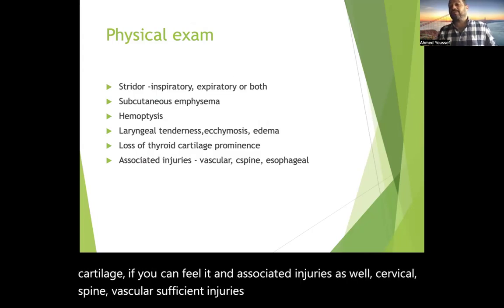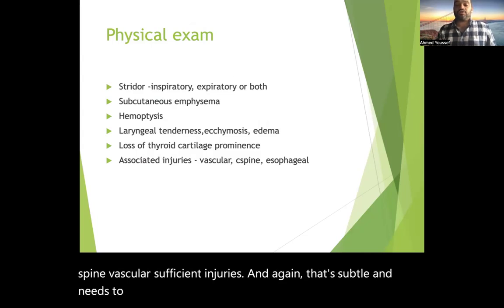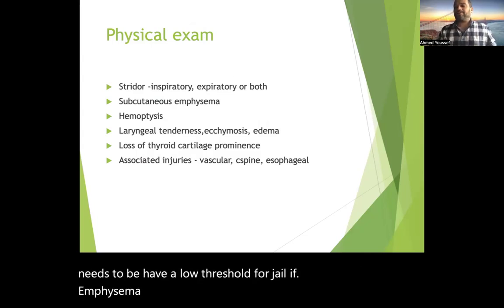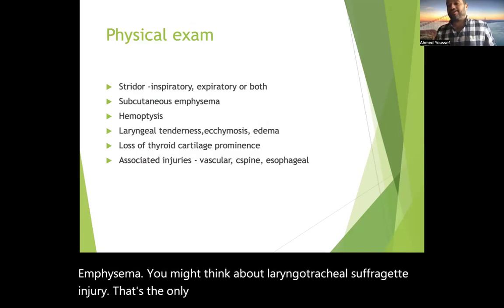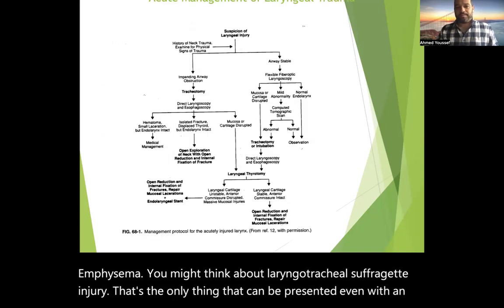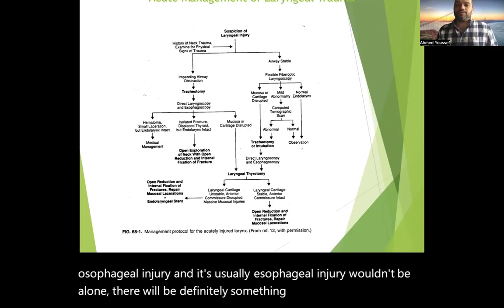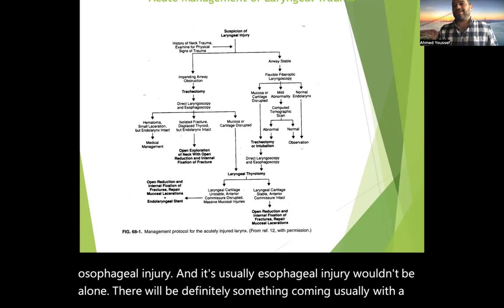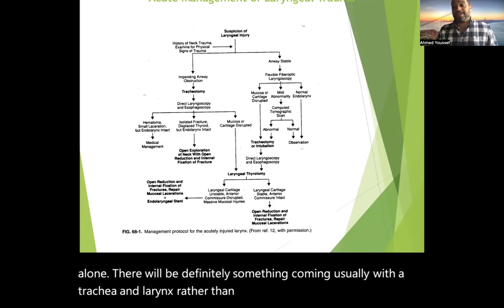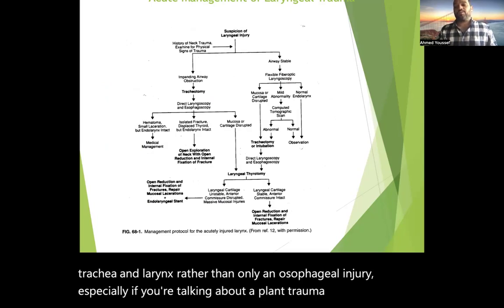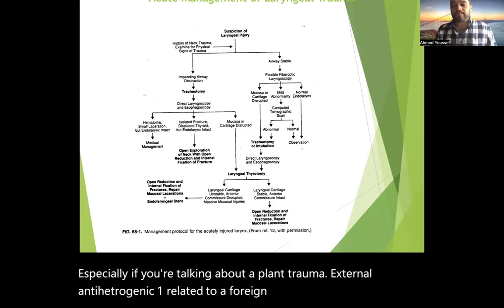And again, that's subtle. You need to have a low threshold for esophageal injury. If there is an emphysema, you might think about laryngotracheoesophageal injury. That's the only thing that can be presented even with an esophageal injury. And well, esophageal injury wouldn't be alone. There will definitely be something else, usually the trachea and larynx, rather than only an esophageal injury, especially if you're talking about an external blunt trauma, not an iatrogenic one or one related to a foreign body.